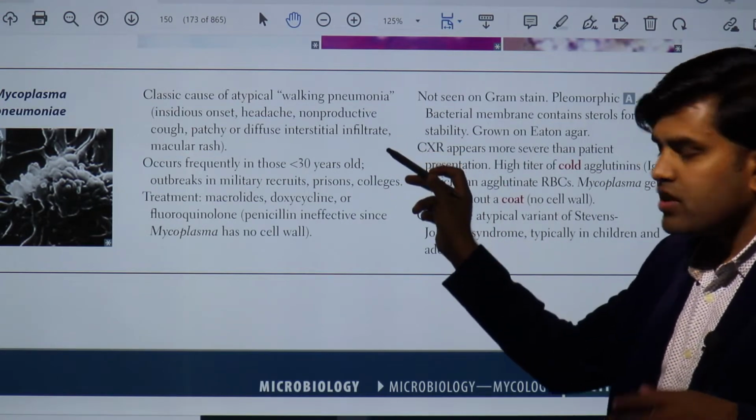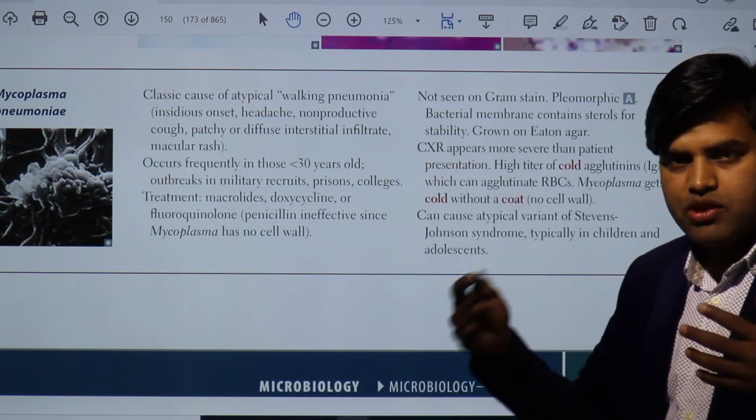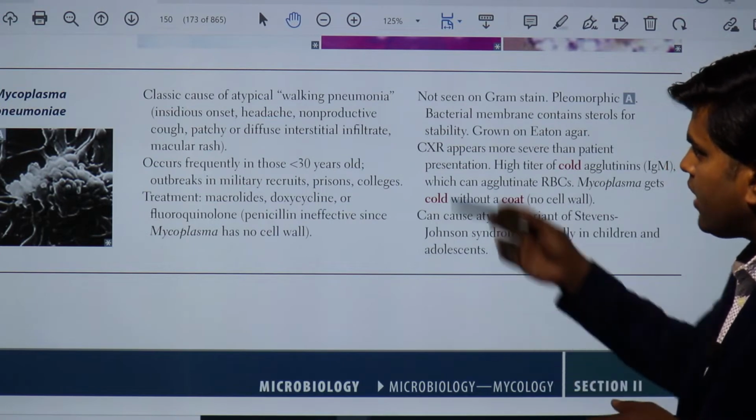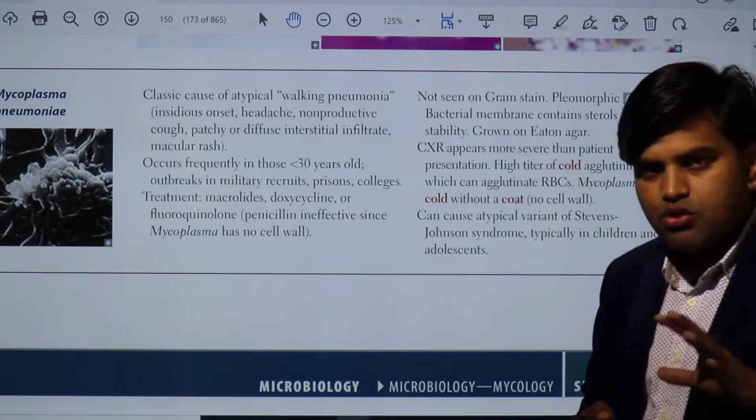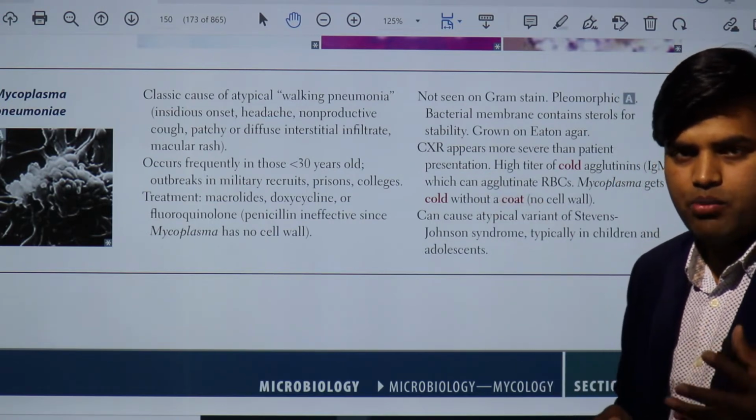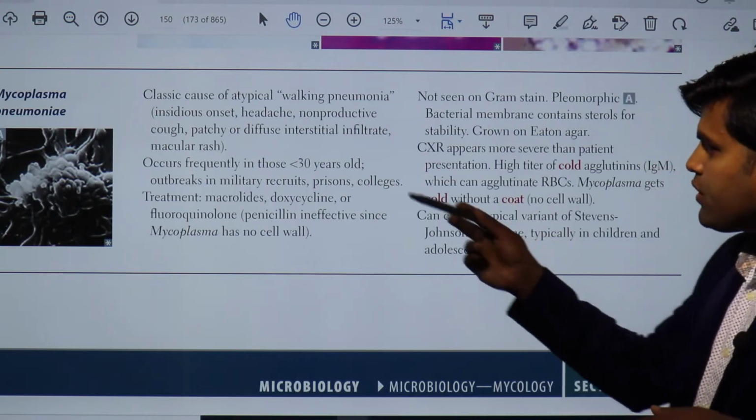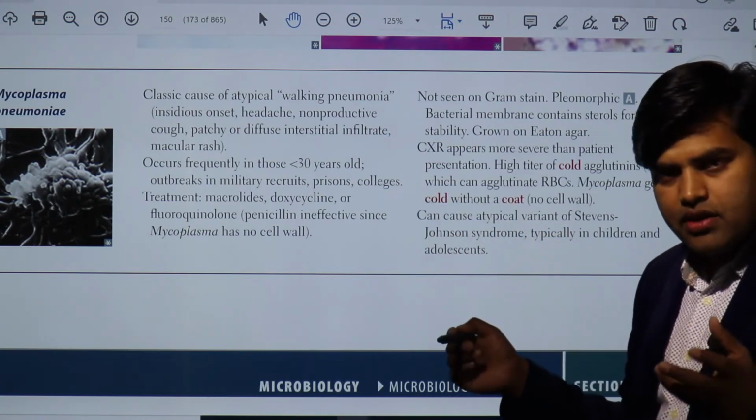The interstitial infiltrate can be seen as a color change, a whitish appearance, and there will be a macular rash. So this will be the presentation of your Mycoplasma pneumoniae patient. It occurs frequently in those less than 30 years old. That is important.